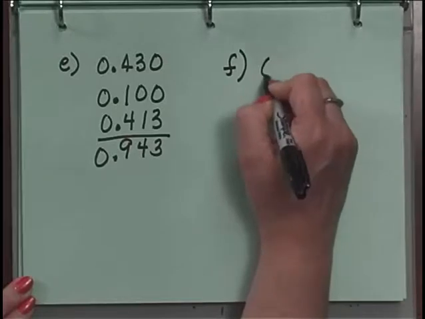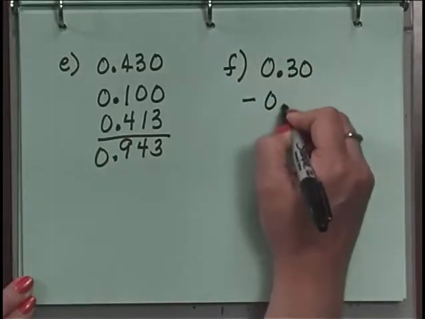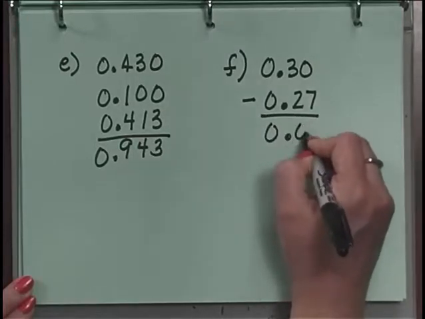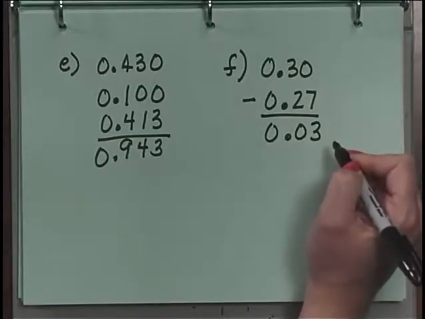Problem F, I have 30 hundredths, and from that I'm taking away 27 hundredths. Well, 30 minus 27 is 3, so 30 hundredths minus 27 hundredths would be 3 hundredths.